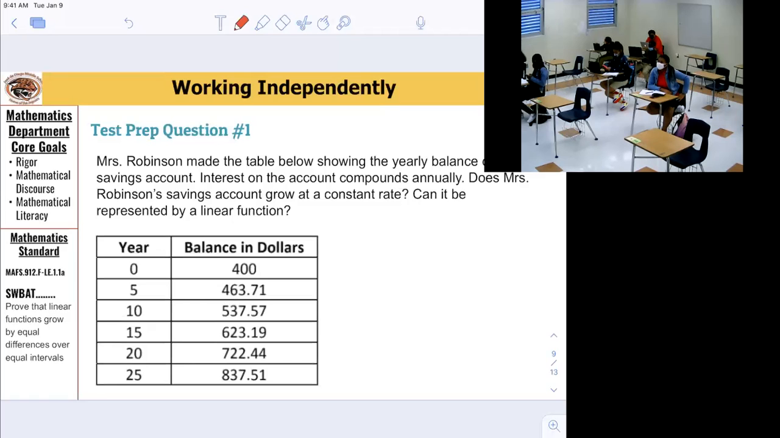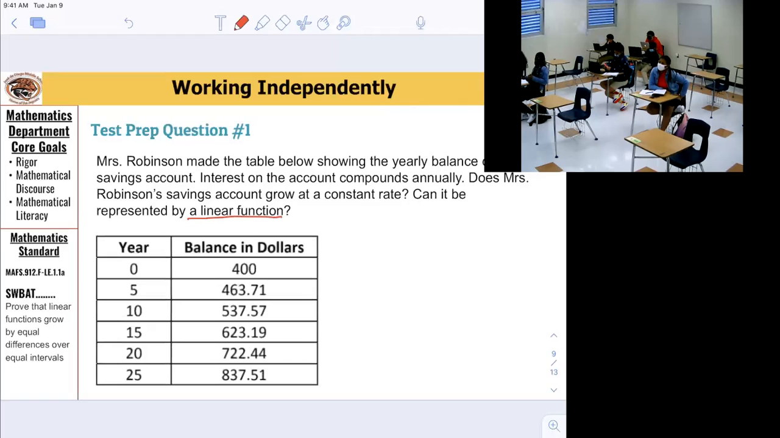Mrs. Robinson made the table below showing the yearly balance of her savings account. Interest on the account compounds annually. Does Mrs. Robinson's savings account grow at a constant rate? Can it be represented by a linear function? Good. So we're basically trying to figure out if this is a linear function.